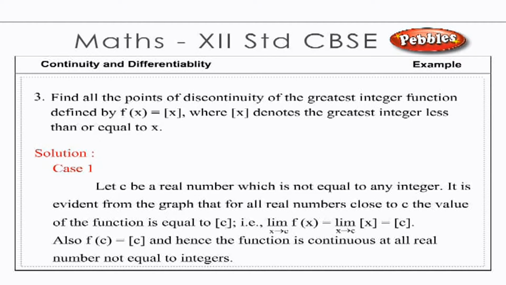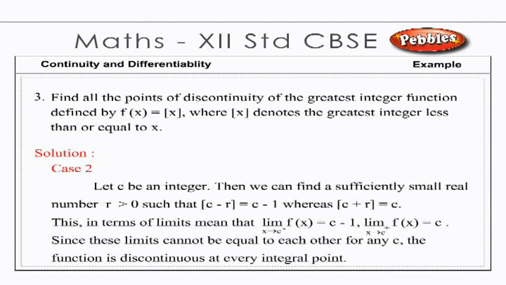Case 1. Let c be a real number which is not equal to any integer. It is evident from the graph that for all real numbers close to c, the value of the function is equal to [c]. That is, the limit as x tends to c of f(x) equals the limit as x tends to c of [x], which equals [c]. Also, f(c) = [c]. And hence, the function is continuous at all real numbers not equal to integers.